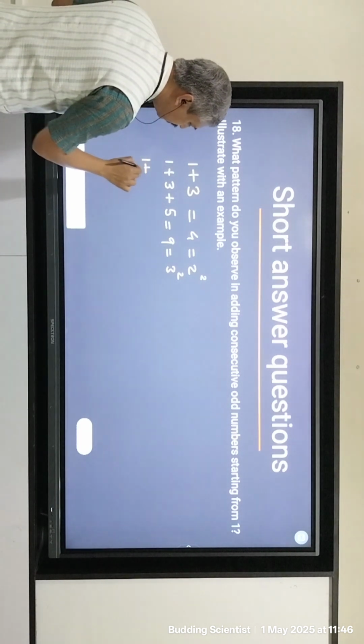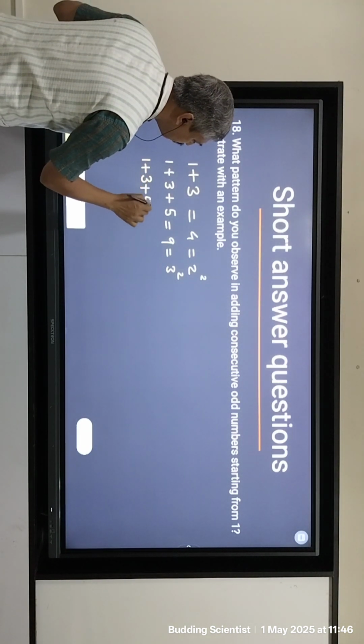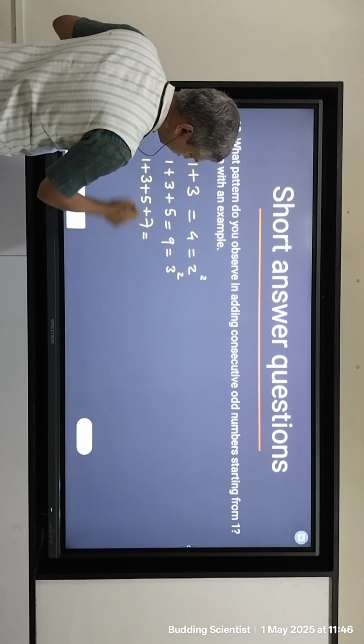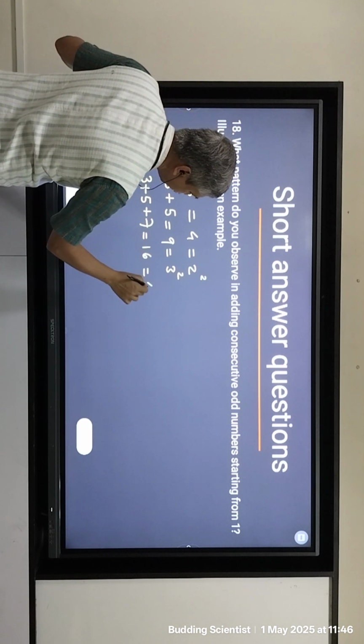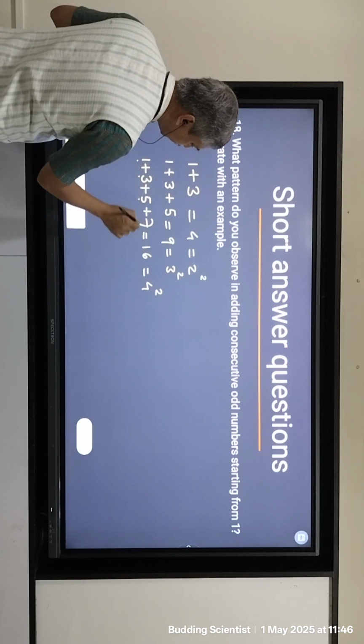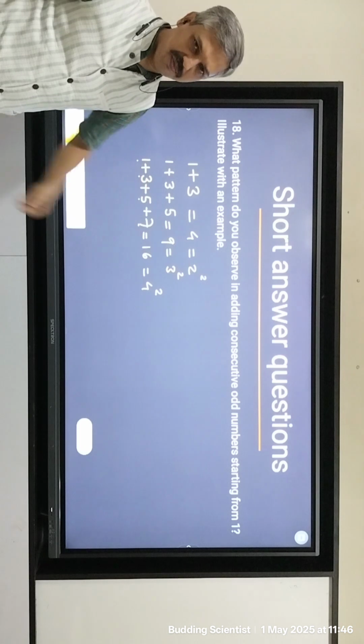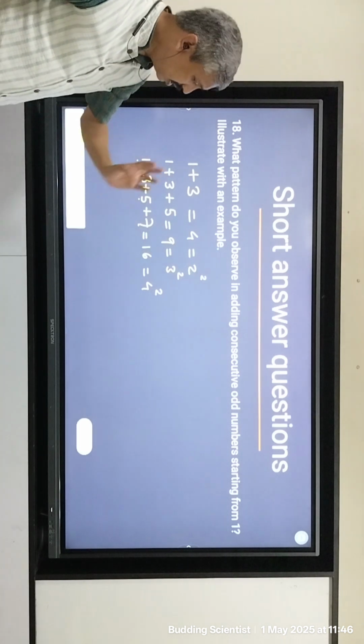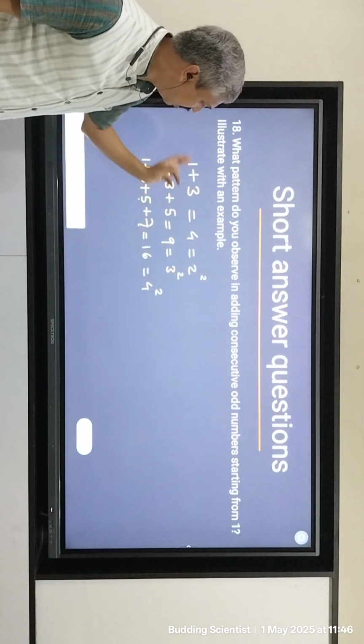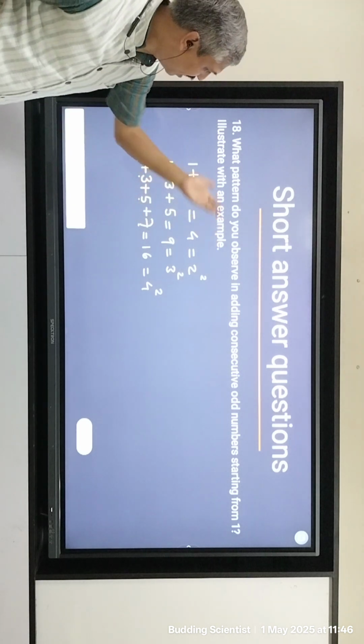Next odd number: 1 plus 3 plus 5 plus 7. The addition is 16, which is equal to 4 square, and we had 4 odd numbers here. So for the number of consecutive odd numbers we are taking starting from 1, the same number square you can obtain if you add them. That's the pattern. That's what we are talking about.